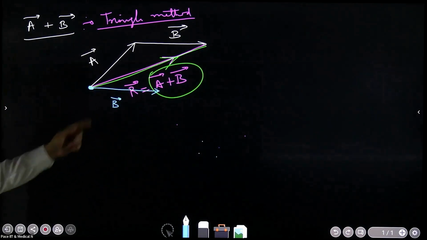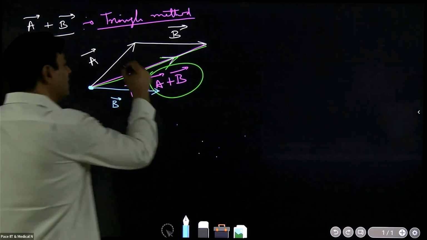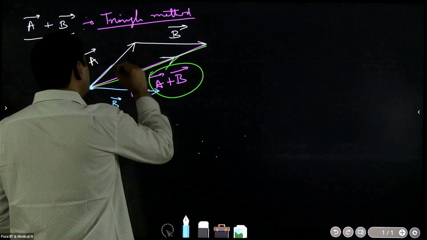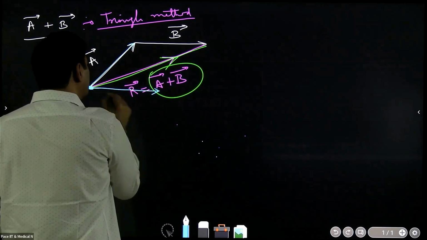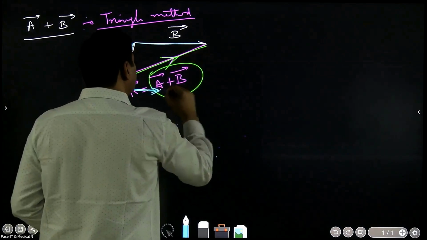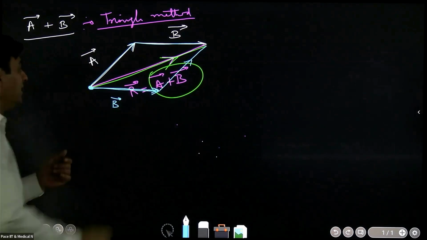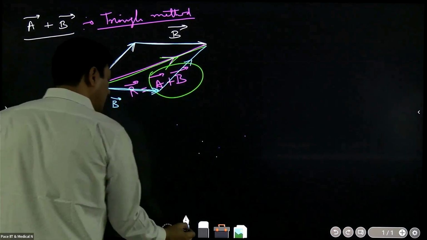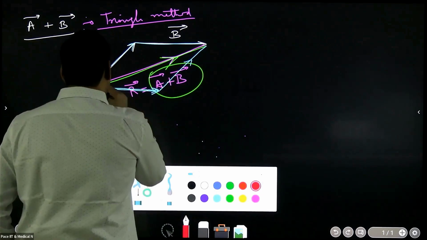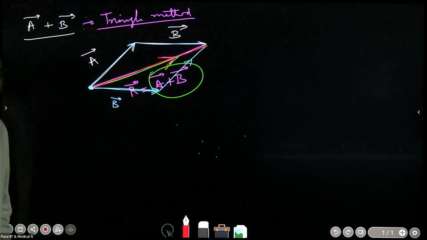Yes or no? Now complete the parallelogram form. What is the parallelogram form? This is one side of the parallelogram. This is another side. Now you complete this parallelogram. So this will be the parallelogram. Yes or no? They say this diagonal represents the resultant A plus B. Correct? We are getting the same method.